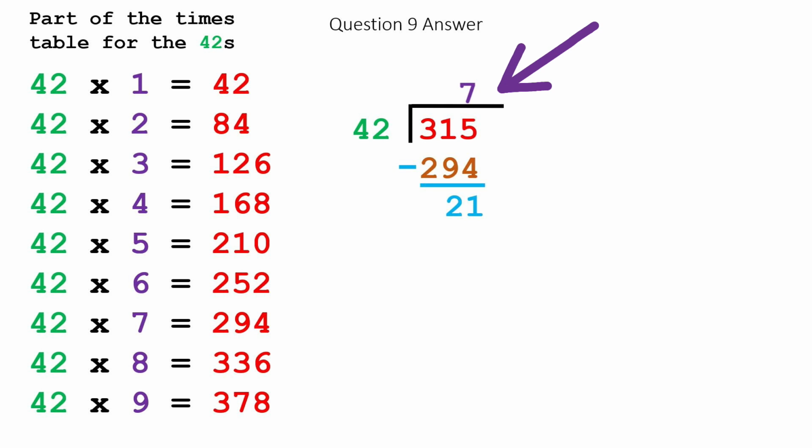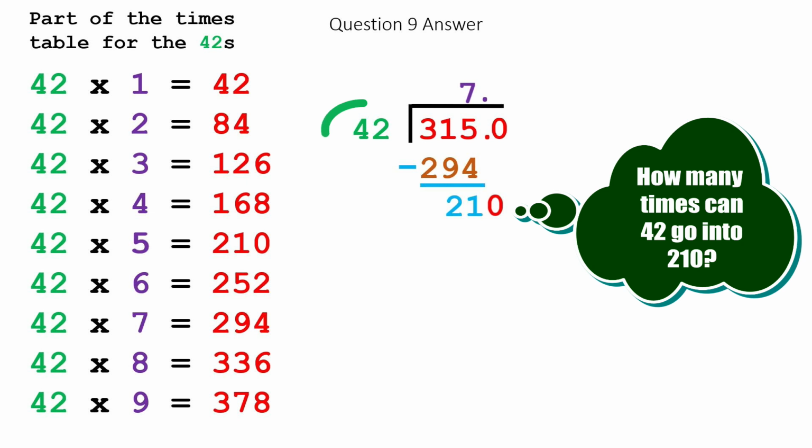We'll add a decimal to the quotient and to the dividend. Whenever we add a decimal point to a dividend, we can write any number of zeros to its right. We'll write just one zero for now. Next, we bring down the zero. Our new dividend is now 210. We need to find how many times 42 goes into 210.